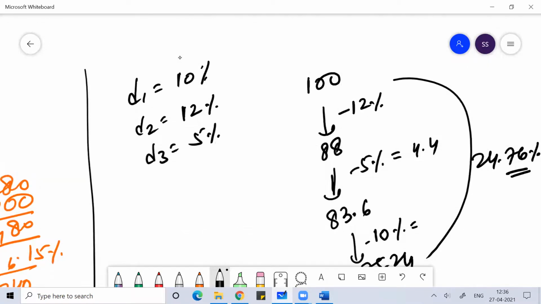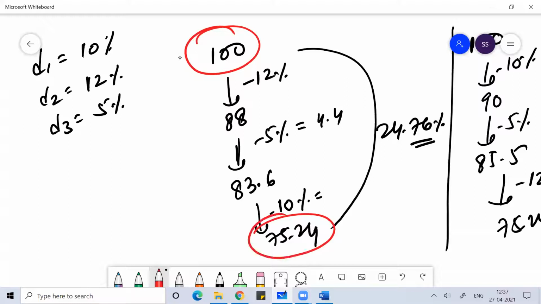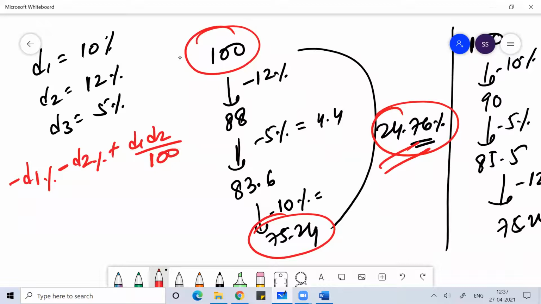I hope you're understanding. In day-to-day life when you go shopping or you're buying anything, you expect a discount. As a commerce student, you know the concept of discount. 10% discount followed by 12% discount followed by 5% discount, what is the net discount you're getting? 100 rupees worth of goods you're getting for 75.24 rupees, so the equivalent discount is 24.76%. The direct formula is also there: minus D1% minus D2% plus D1 into D2 by 100%.